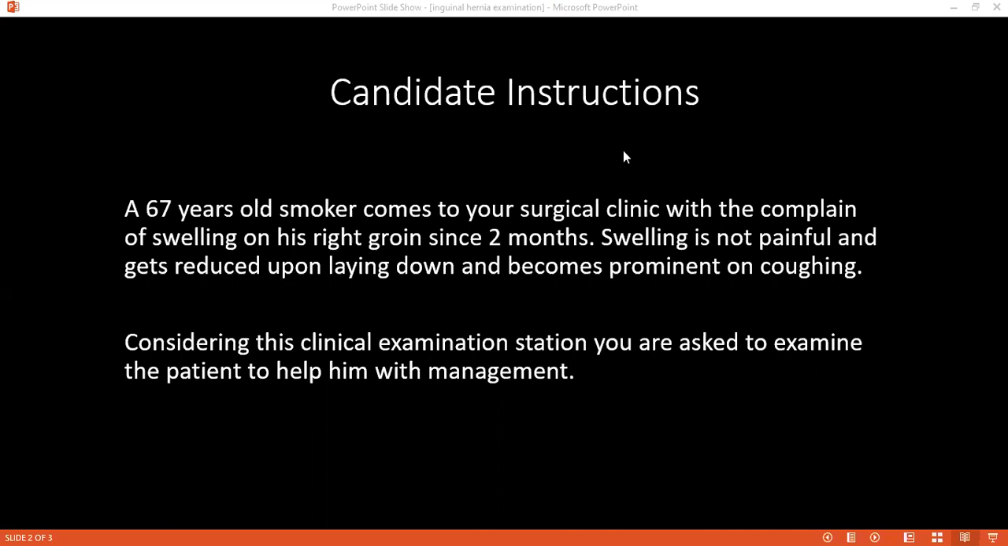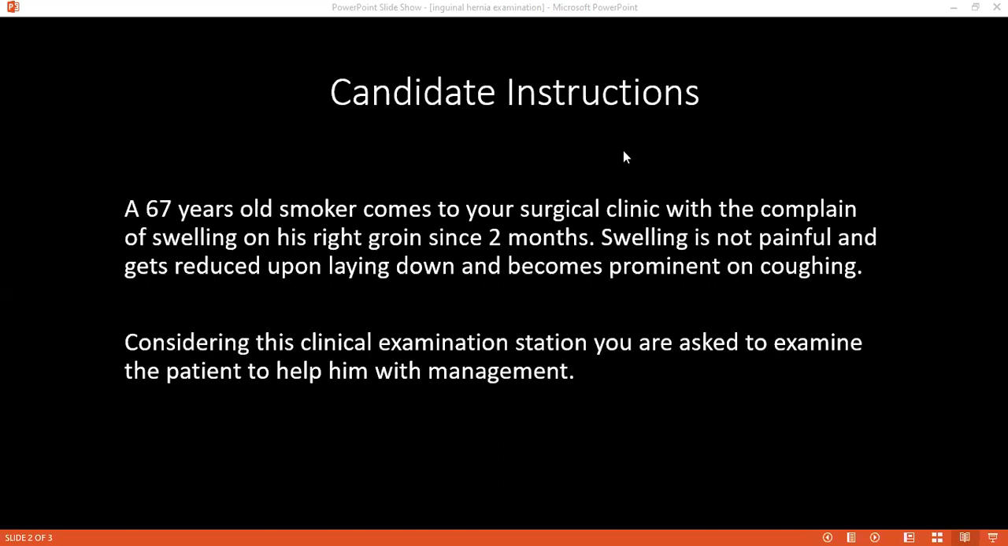To check for the relation of the lump to the pubic tubercle, ma'am. Yes, good. I will check, and I will repeat on the other side as well, the opposite side.